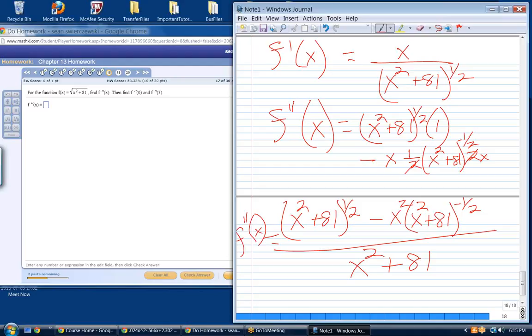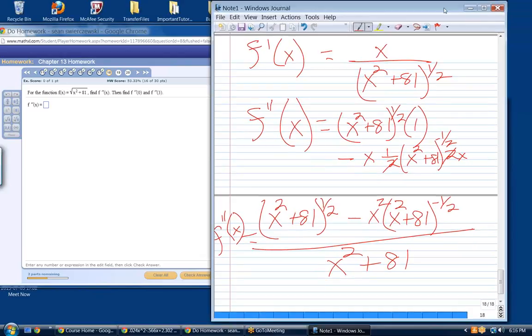So the denominator is what? Well, we've got some simplifying to do here. The denominator is the bottom squared. Notice the wording. It's the quotient rule, not specific to this problem. The quotient rule is the bottom times the derivative of the top minus the top times the derivative of the bottom, all of that over the bottom squared.